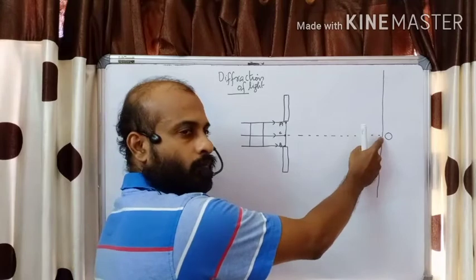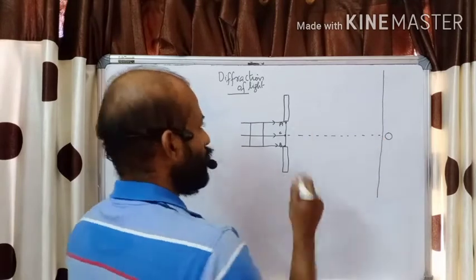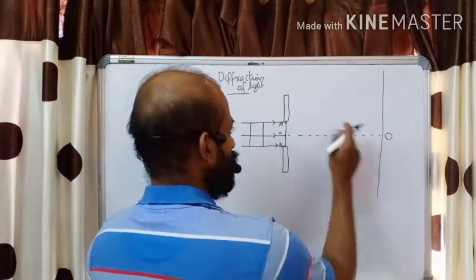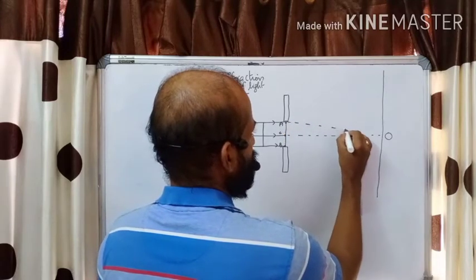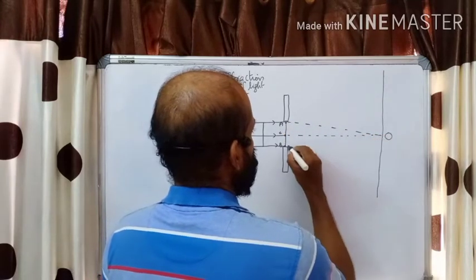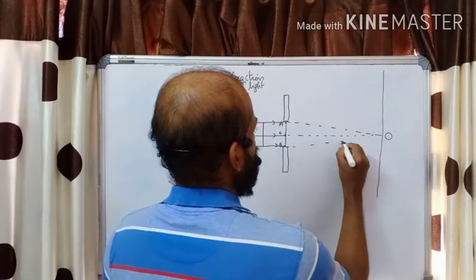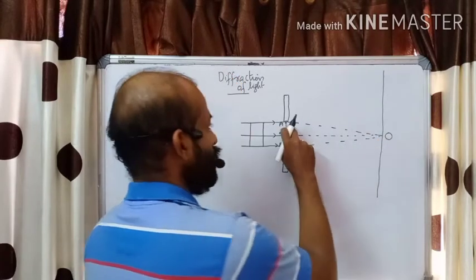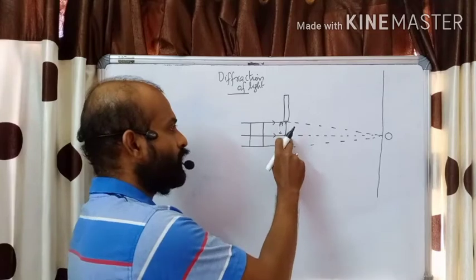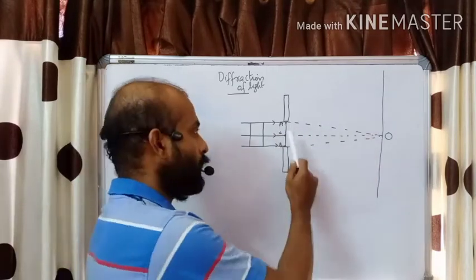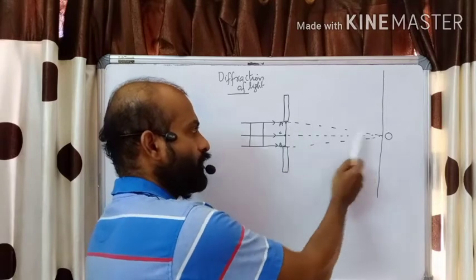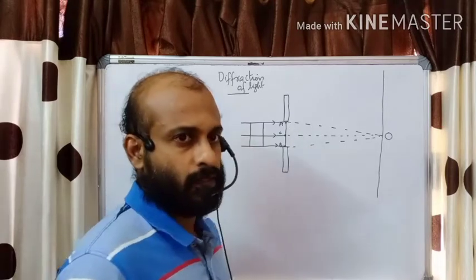the point O. And we know that wavelets from A and B reach O and there is no path difference. We observe that there is no path difference. So at the point O, wavelets from A and B reach. Not only from A and B, from every point the wavelets reach the point O. And what is the path difference between the wavelets from A and B? They travel equal distance, so there is no path difference.